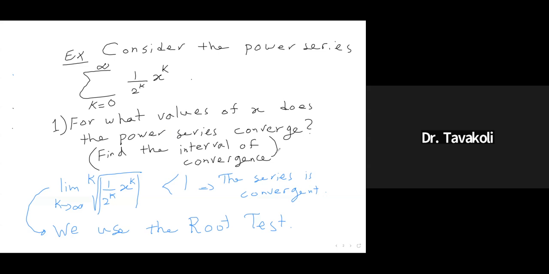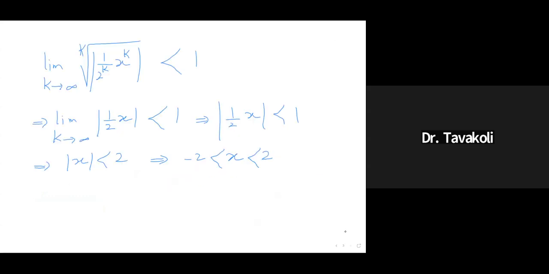If x is 2, we will have sigma of 1s, which is obviously divergent. And if x is -2, again, that series becomes divergent. And definitely for x more than 2 or less than -2, the series is divergent. So for these x's, x more than -2 and x less than 2, the series is convergent.